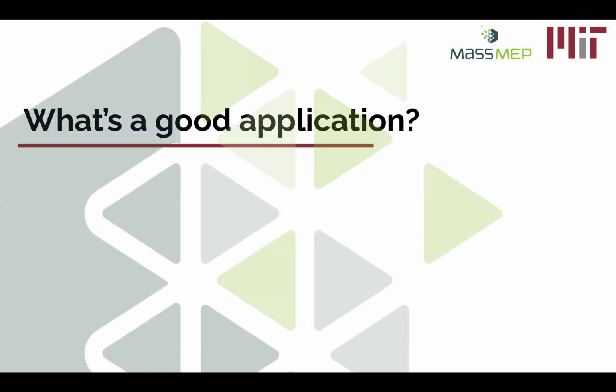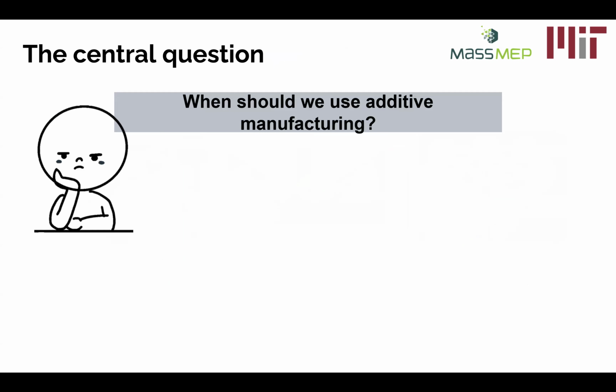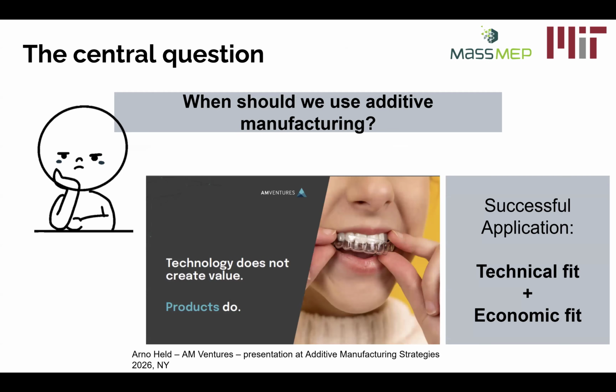So now we will focus a little more on what makes a good application. And here, we will touch upon the six main key drivers again. So it's about asking ourselves when we should use additive manufacturing, where it makes sense. We can think that our main focus should be the product, not the technology with which you manufacture the product. A successful application will have a good combination of a technical fit and an economic fit.